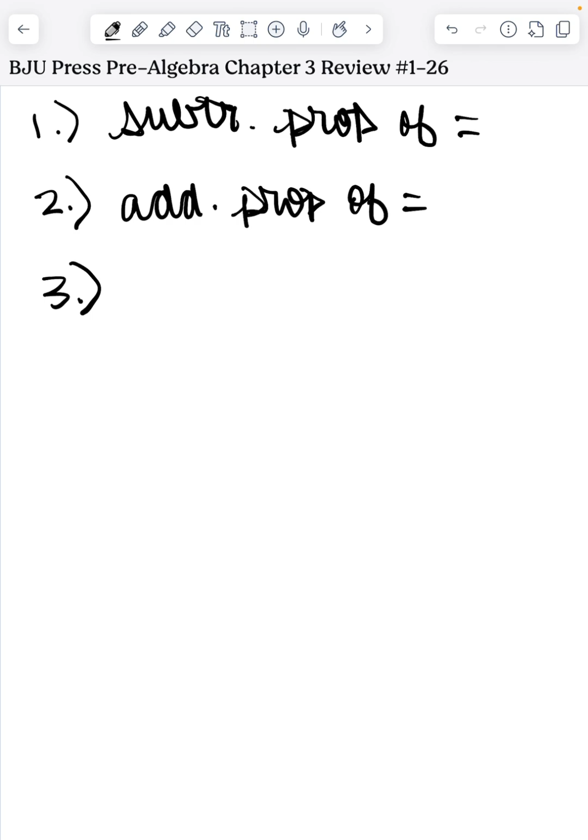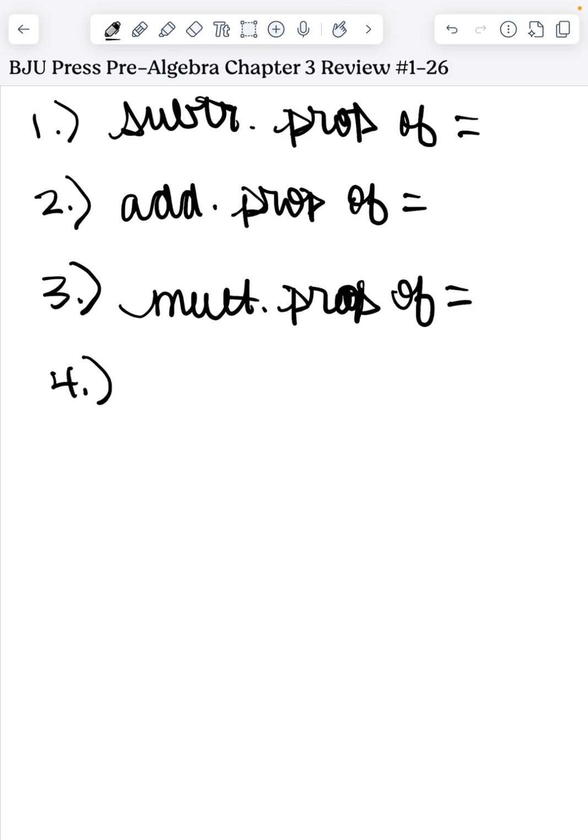Number 3. Originally, it's a divided by 2 equals 7. Then we notice that they're multiplying both of the sides of the equation by 2. That means you're showing the multiplication property of equality. And in number 4, the original problem is 8m equals 56. Then we see they're dividing both sides of the equation by 8. That means they're doing the division property of equality.